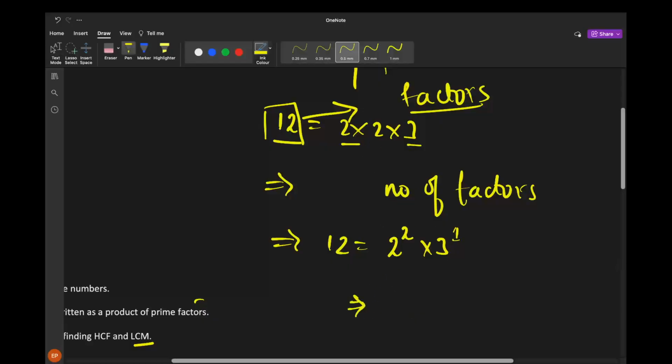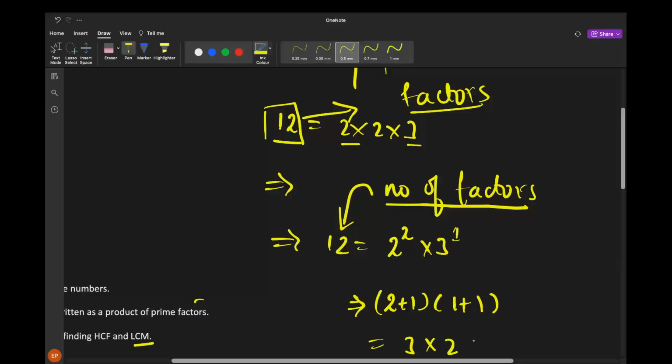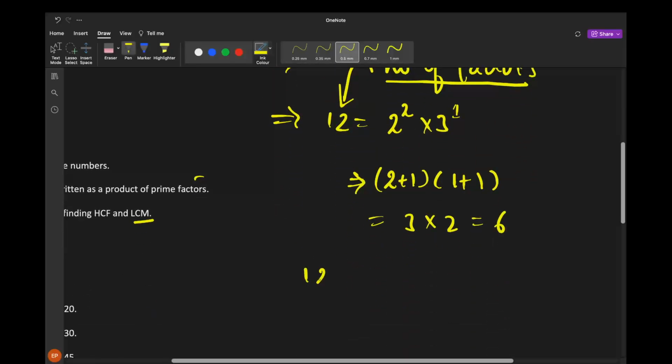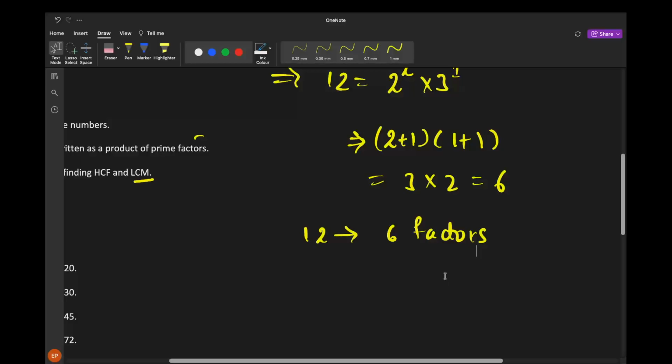So to get the total number of factors for a given number, we have to just multiply these two numbers by increasing their power by 1. Means 2's power is 2, so increase it by 1, means 2 plus 1. This is power 1, increase by 1, which gives 1 plus 1. 2 plus 1 is 3, 1 plus 1 is 2. Total we have 3 2s are 6. Means for 12 there are 6 factors. We can find this for any number by writing in the form of prime factorization.